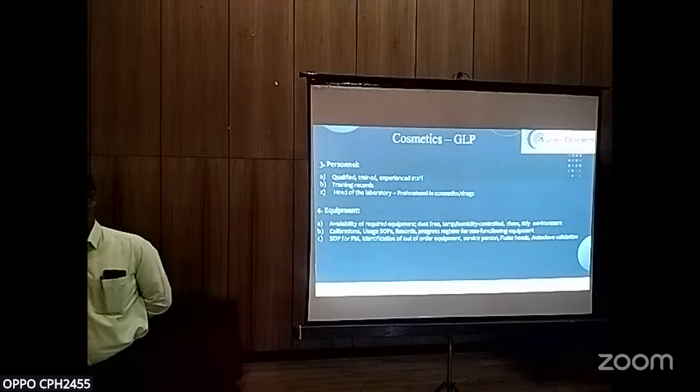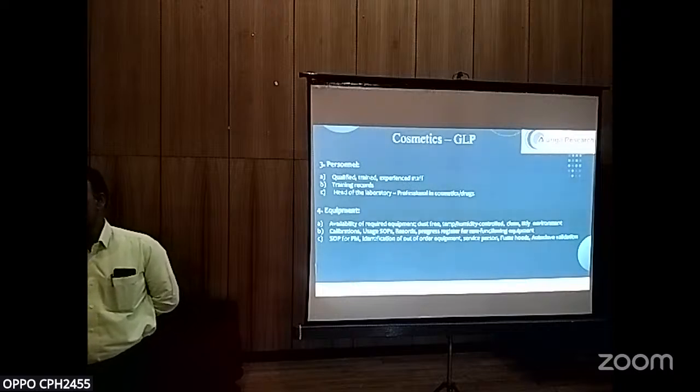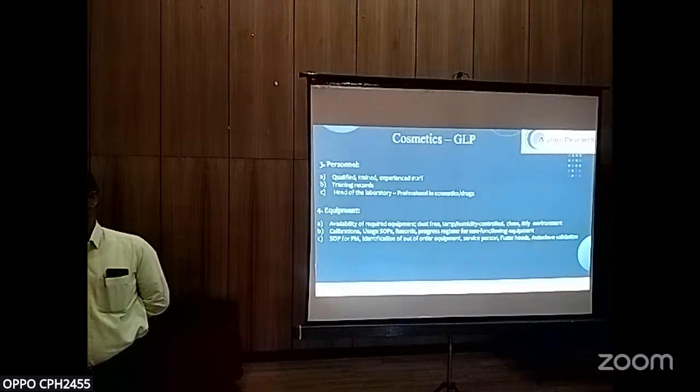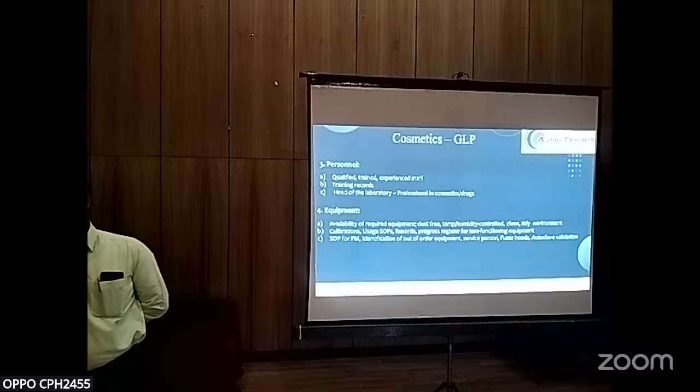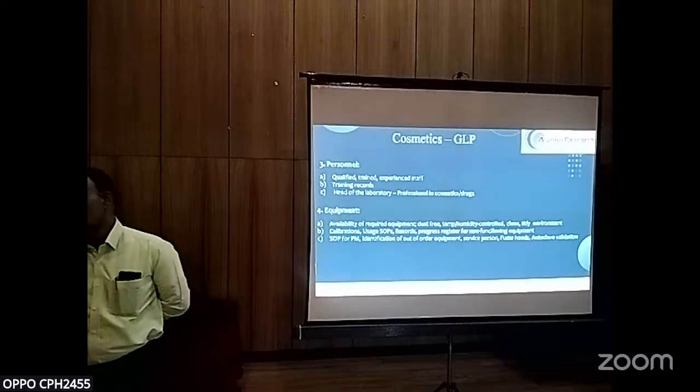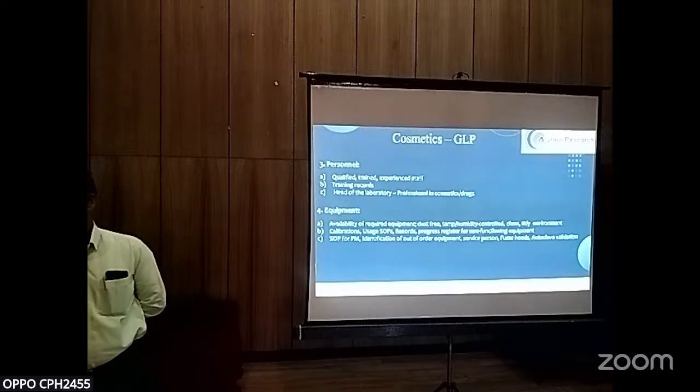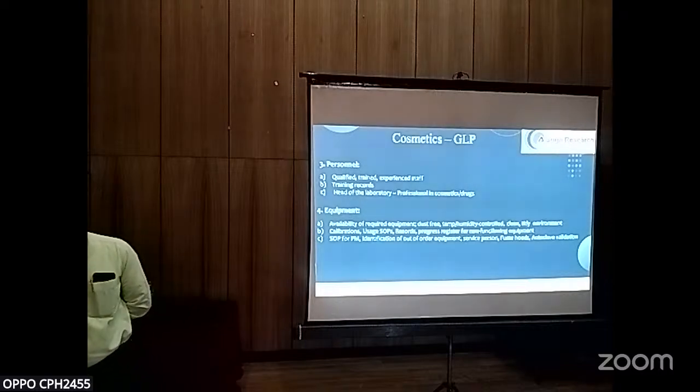And equipment. Availability of required equipment, dust free, temperature and humidity control, clean, tidy environment. Calibrations, usage SOPs, records, a register for non-functional equipment, SOP for preventive maintenance, identification of out of order equipment, service software, tools, auto cleaning.